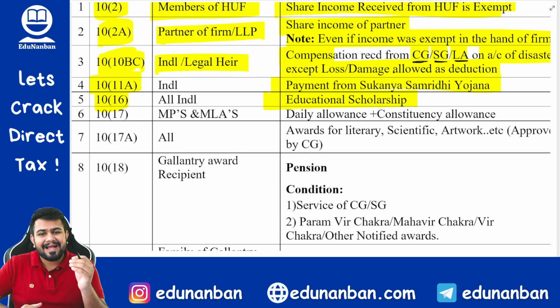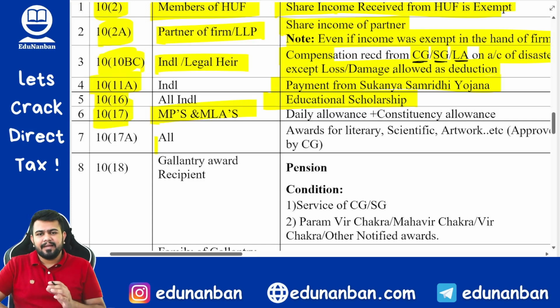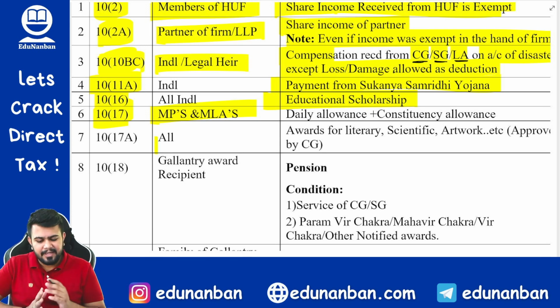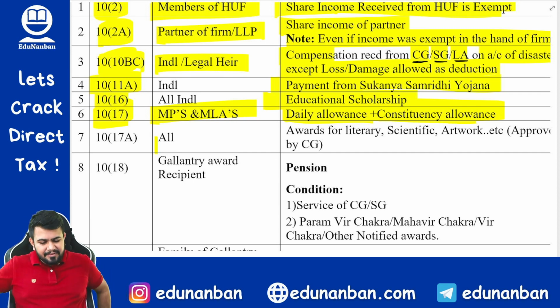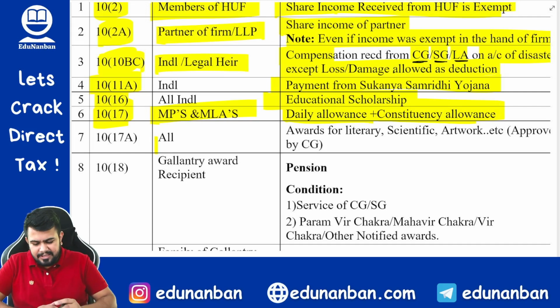X, then in the hands of Mr. X it will be completely exempt. Okay. Next, section 10 clause 17. In the hands of MP and MLA. MP and MLA means whom? Member of Parliament and Member of Legislative Assembly. They are getting daily allowance and constituency allowance, right? So that daily allowance and constituency allowance is exempt under section 10 clause 17.